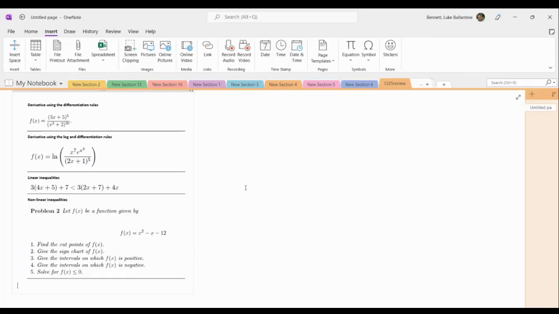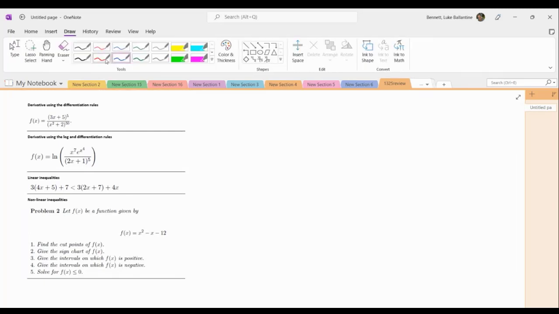Okay, so this first one right here: differentiate using the differentiation rules. So we want f prime. This will be the answer.